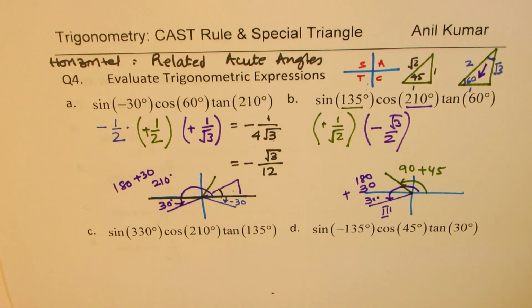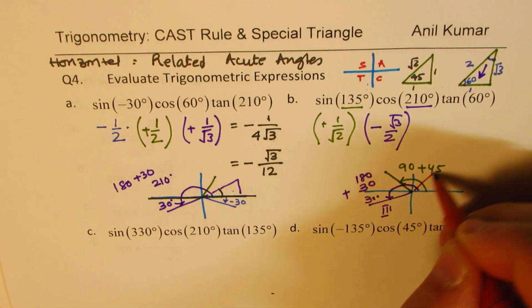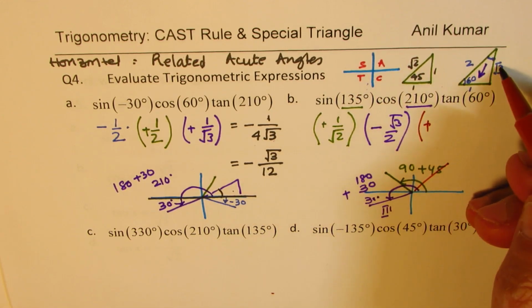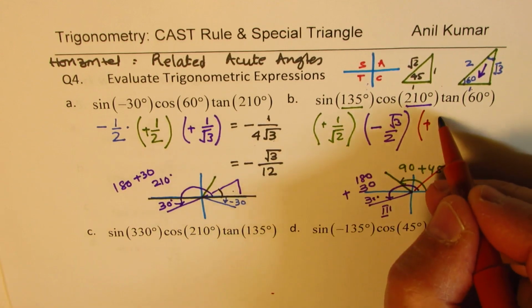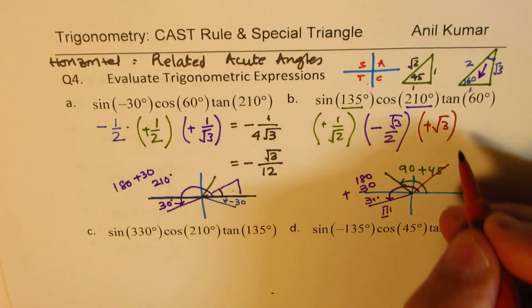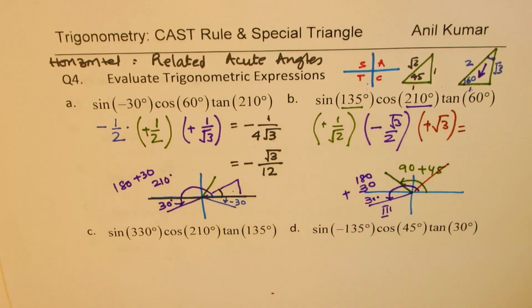Now let's look into the tan ratio. Tan 60 degrees. So 60 is in quadrant 1, it has to be positive. And for 60 degrees, tan is opposite over adjacent, so it's square root of 3. Now you get your thing, right? So just multiply and get your result.